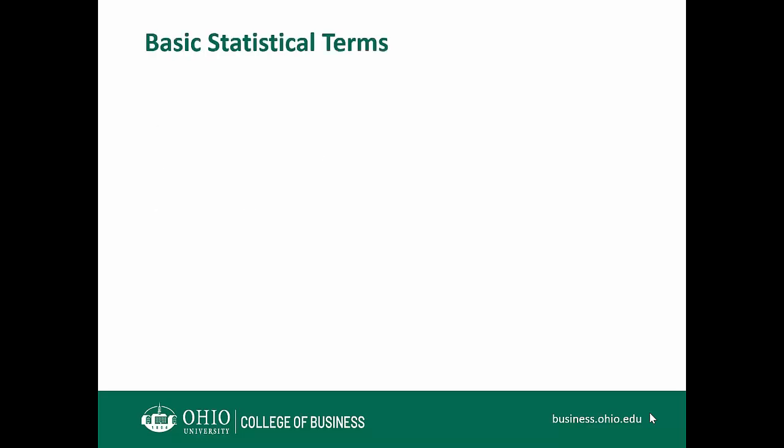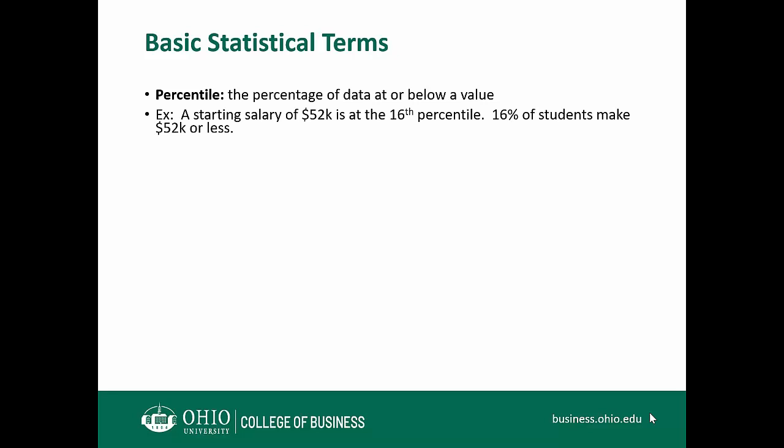The first statistical term I want to review is a percentile. A percentile tells us the percentage of data at or below a specific value. For example, if I tell you that among College of Business graduates, a starting salary of $52,000 is at the 16th percentile, this means that 16% of students make $52,000 or less. Again, a percentile tells us that the percentage, 16%, of data or students that are at or below a specific value, which in this case is $52,000.